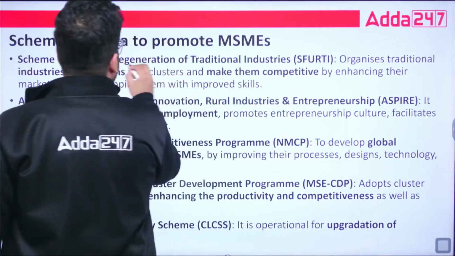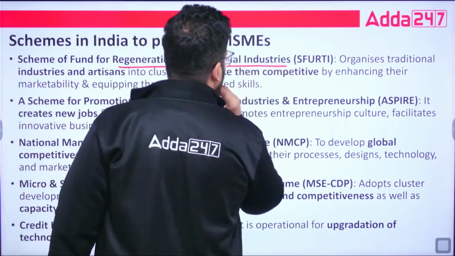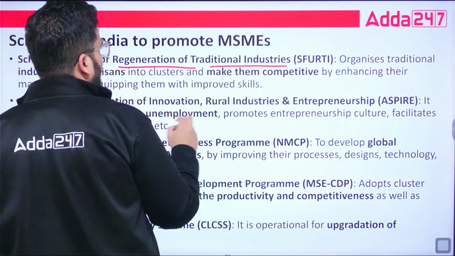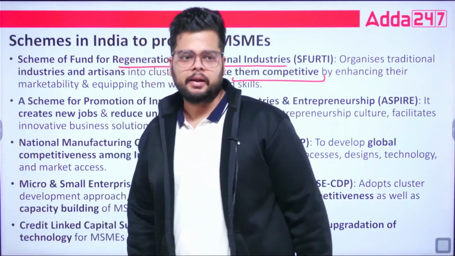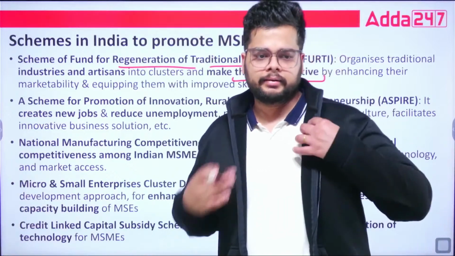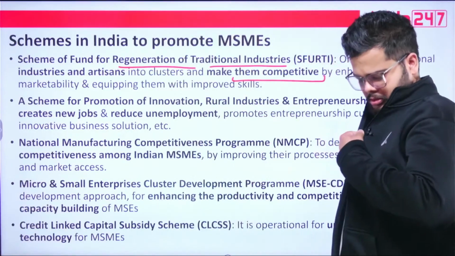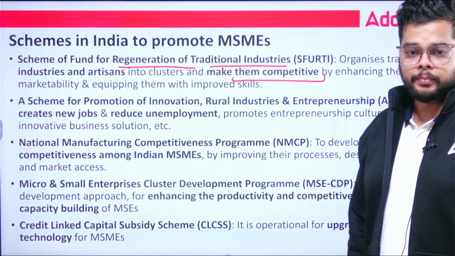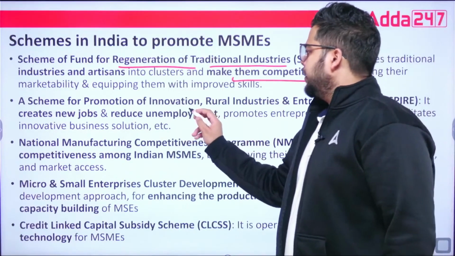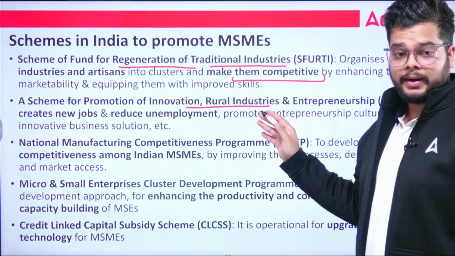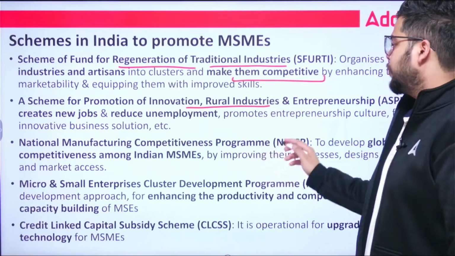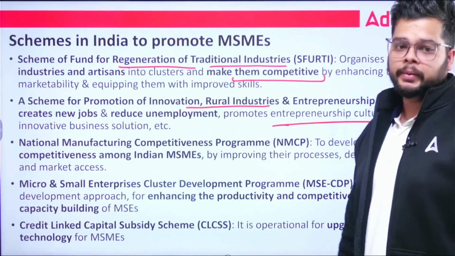So SFURTI, as I told you, it is for traditional industries, and the main objective is to enhance the level of competition among the traditional industries. Fine. I hope that the sound is proper. Then Aspire is for job creation, reducing the unemployment level, innovative business solution and promoting the entrepreneurship culture.